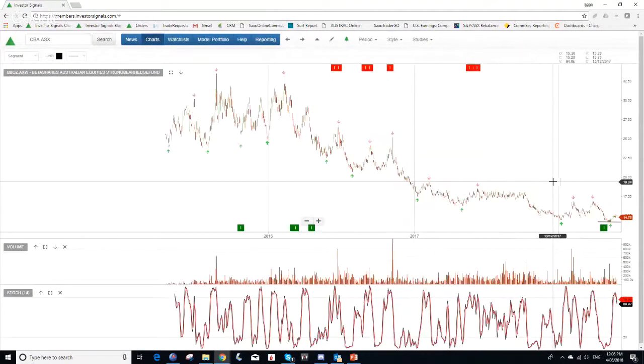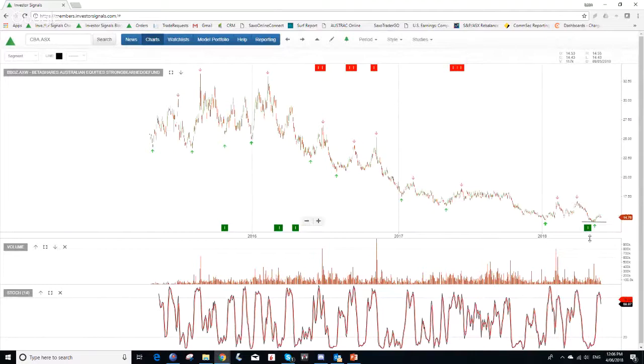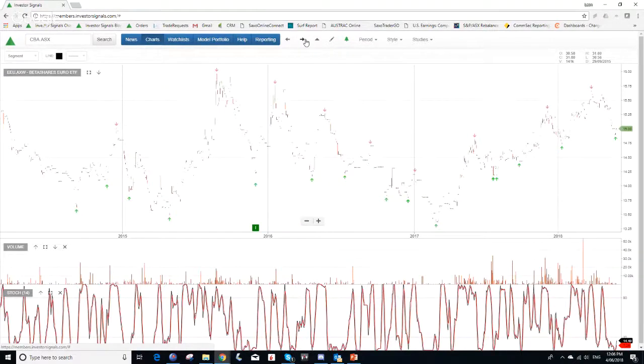Now, BBOZ goes up in value when the index goes down. So when the XJO goes down, we've had a buy signal here. So we'll continue to watch that. That's really the only inverse ETF that is in the model. So the Euro is in the model.